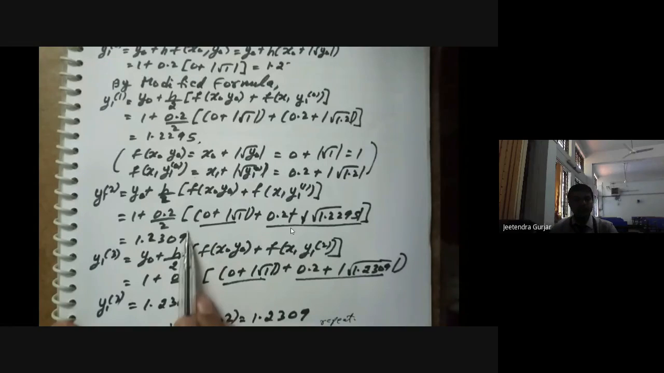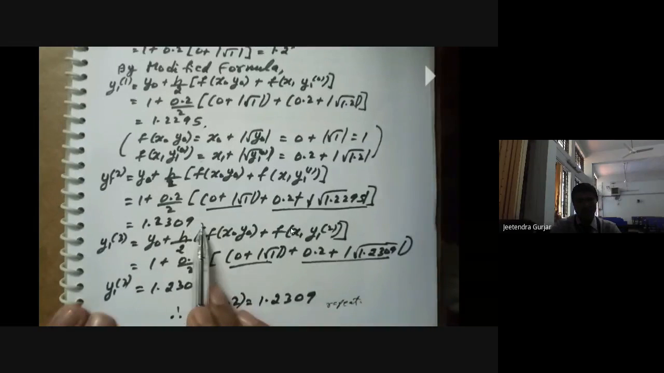So many of them in OBA1 have varied the values a little bit. I would like to inform you that they have still been given full marks. Don't worry. At least you should get 2 to 3 digits similar. Okay. So then y1 raised to 2 we get 1.2309.